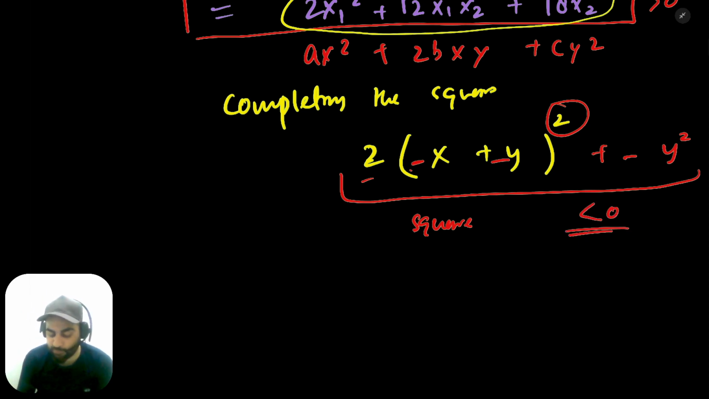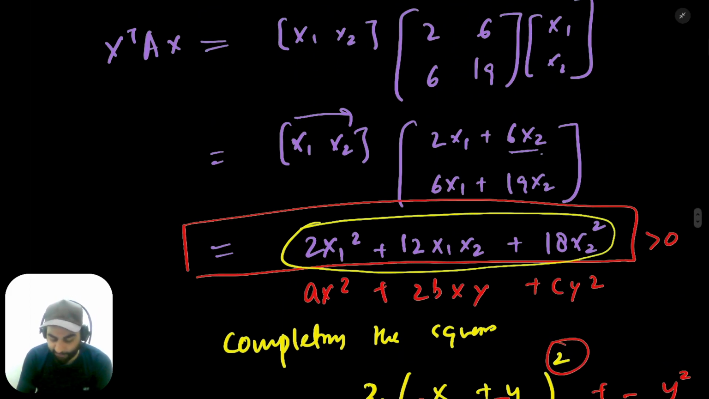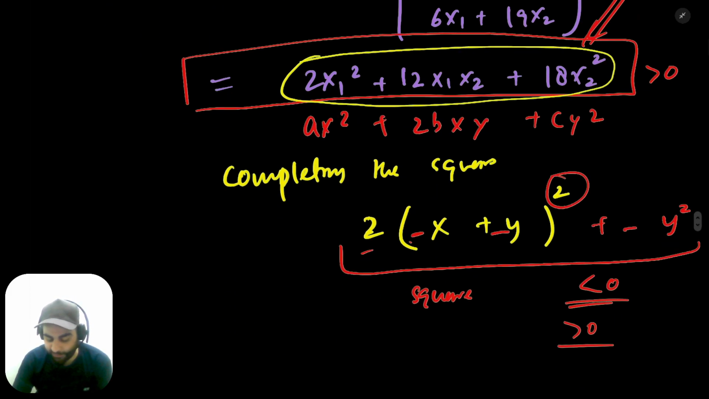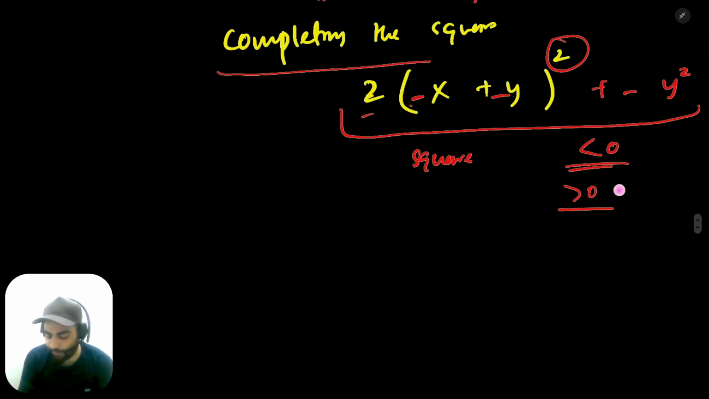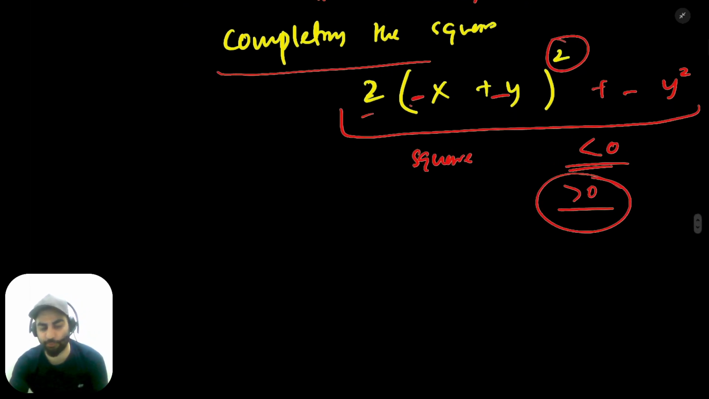So for all values, if you put any real number values, you'll always get a value greater than 0 for this equation. So just evaluate this equation for this value 19, and then just complete the square and see. You will get these square terms, and you'll easily be able to get this number greater than 0.